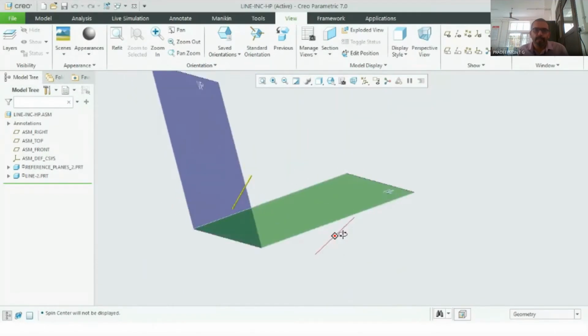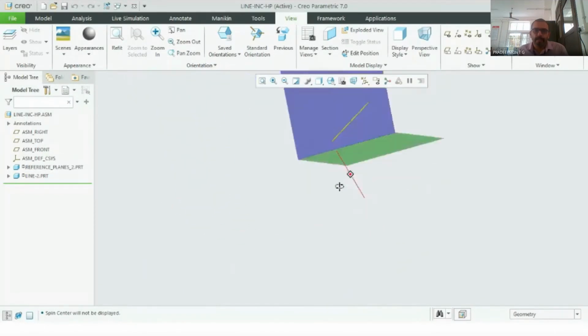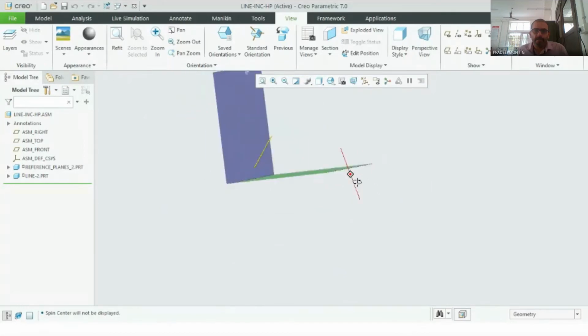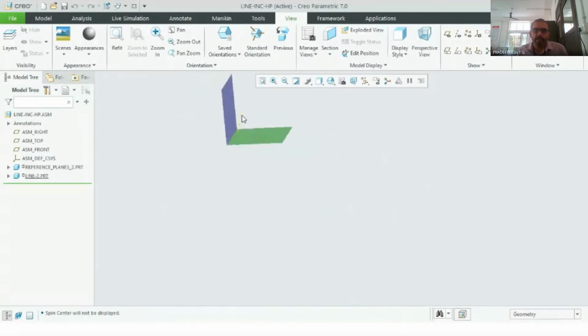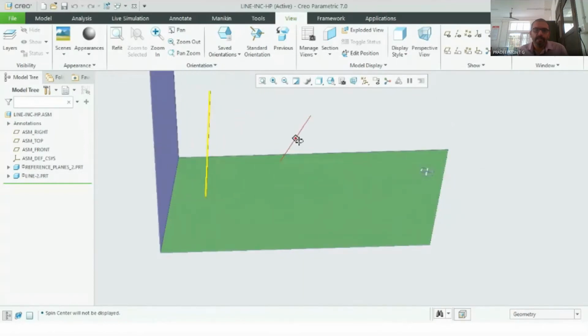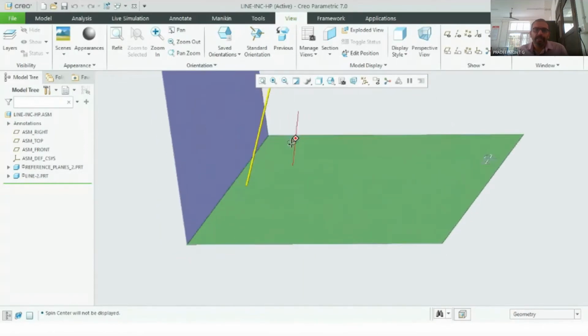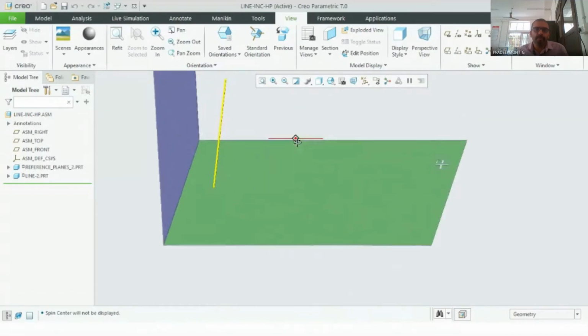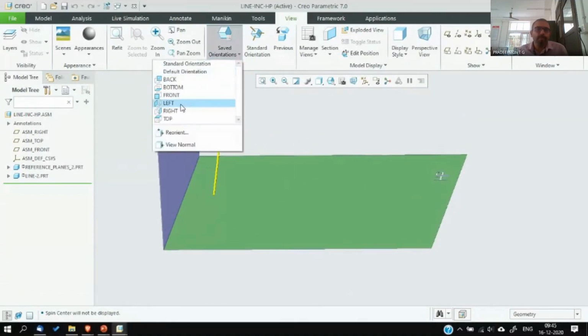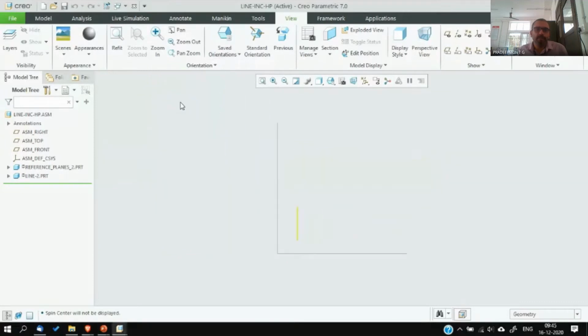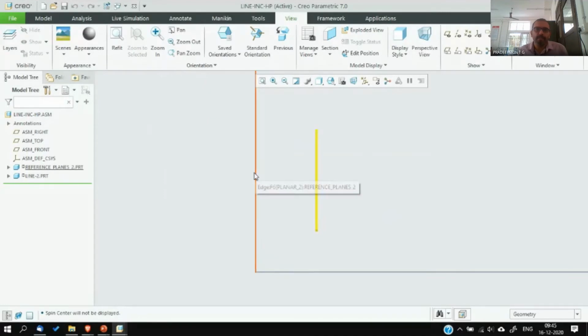See this yellow line, this yellow part. It represents the straight line. So that particular straight line is now parallel to VP. In order to prove that it is parallel to VP, let us see the left side view. See, in the left side view, this line represents VP, and this is our actual line. So this line is now parallel to VP. So that is the condition.